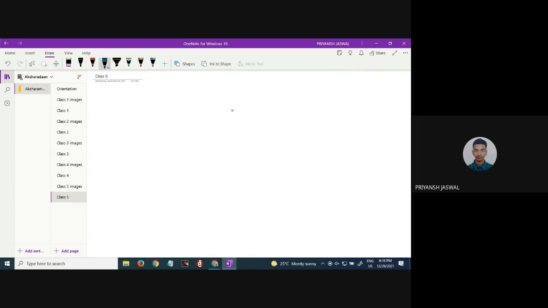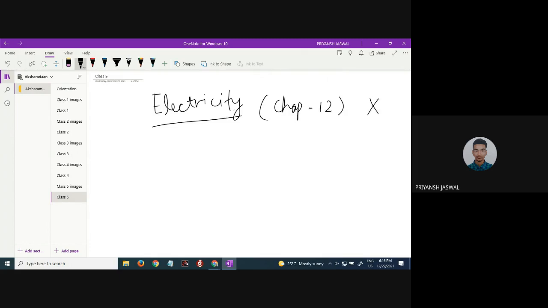So, today's topic will be electricity. This is chapter 12 of your textbook, class 10th. It is as per the request of the students. They had some doubts in this chapter, so they asked me to teach this chapter from beginning. So, let's continue with it.